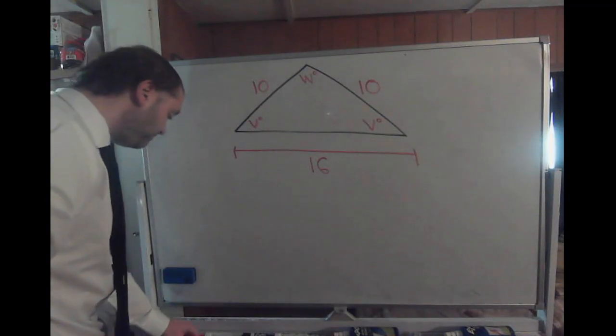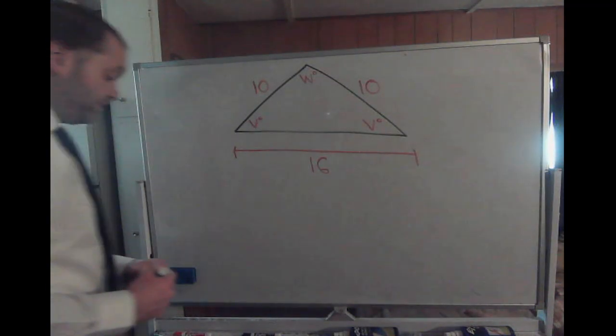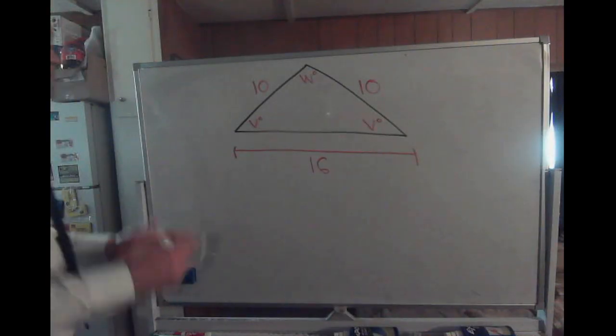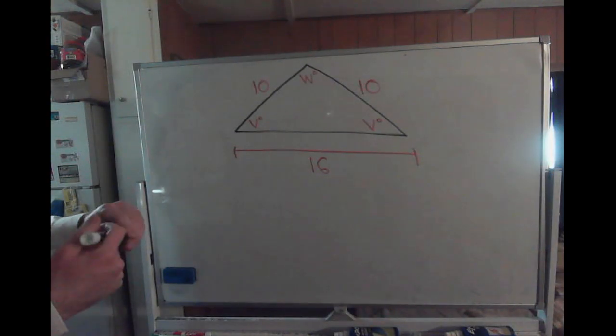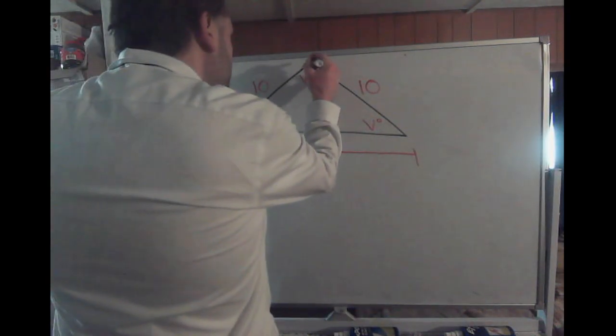Now, next thing for us to do is form an auxiliary line and form two right triangles. So let's go ahead and do that here.